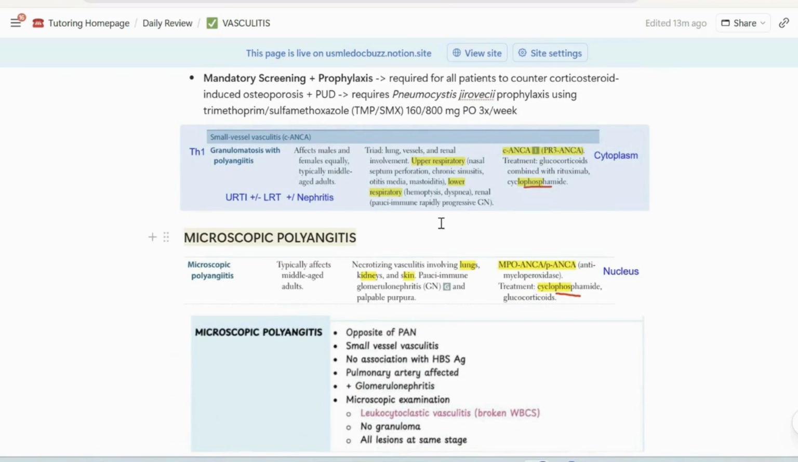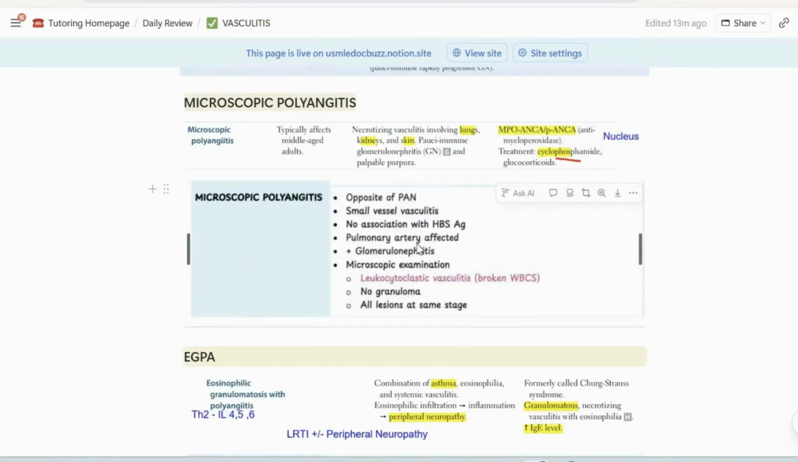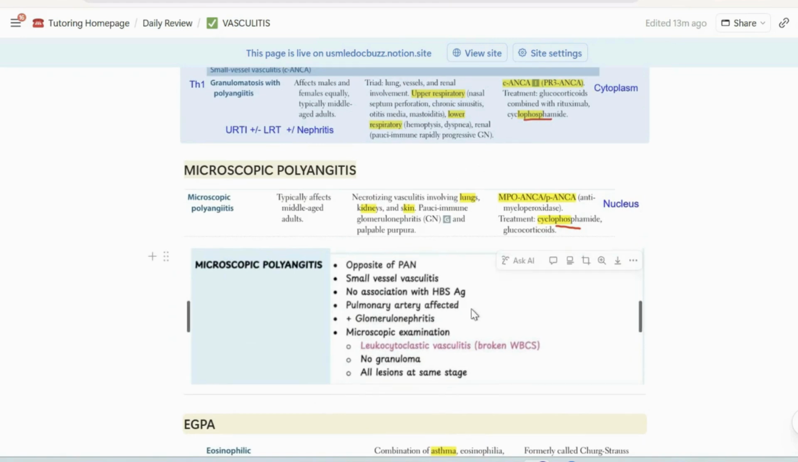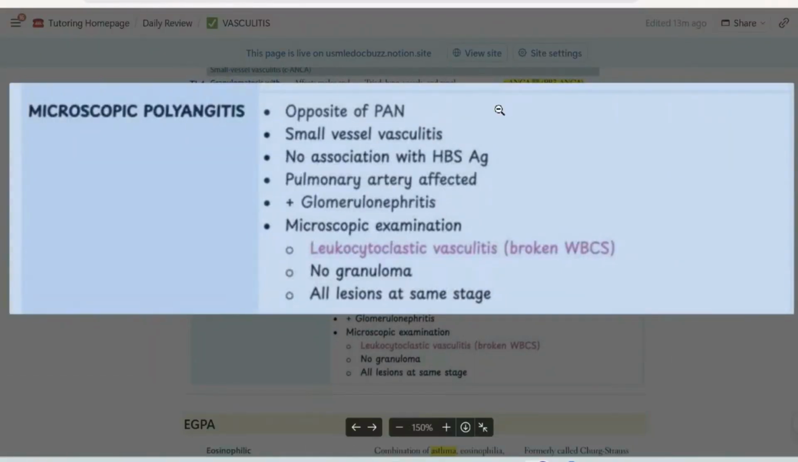Next, moving forward, microscopic polyangiitis. Okay, the best part about this is if you have learned PAN properly, all of this is just the opposite of polyarteritis nodosa. There, in polyarteritis nodosa, you have medium vessel vasculitis. Here you have small. There you have association with HB antigen, right? Hepatitis B. Here you do not. There you have sparing of the pulmonary artery. Here, the pulmonary artery is affected. There you don't have glomerulonephritis. Here you have glomerulonephritis. Okay?